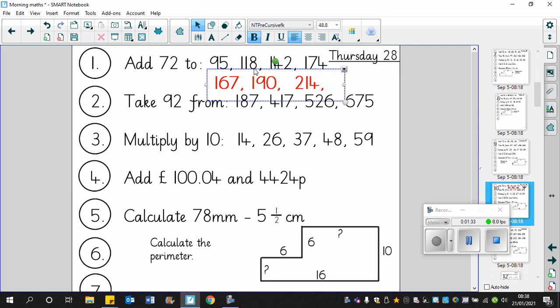And finally, 174. Well, 174 add 70 is 240. And then we've got, in the ones column, 4 add 2 is 6. So 246. How did you get on with those?